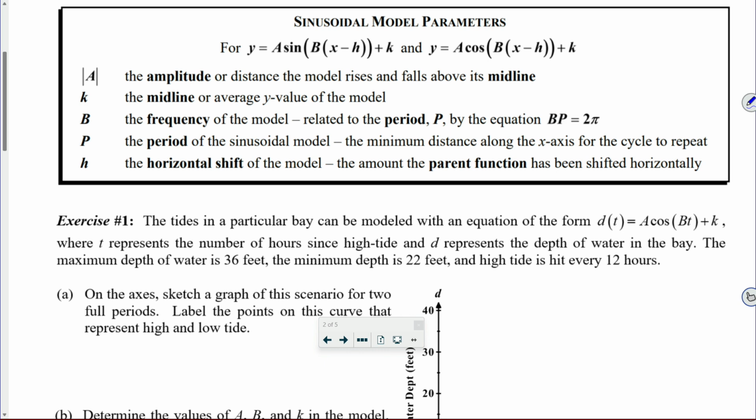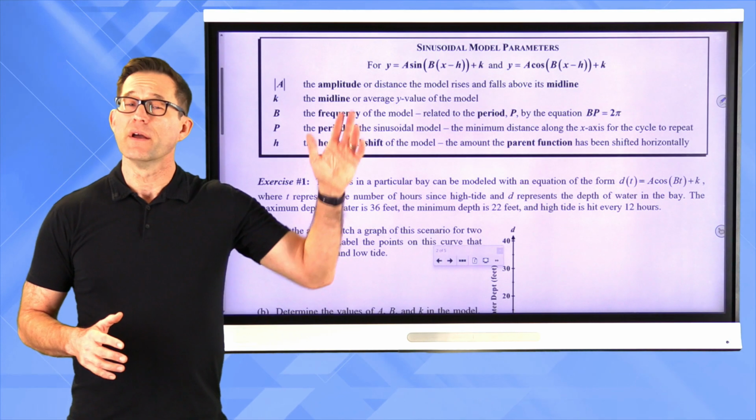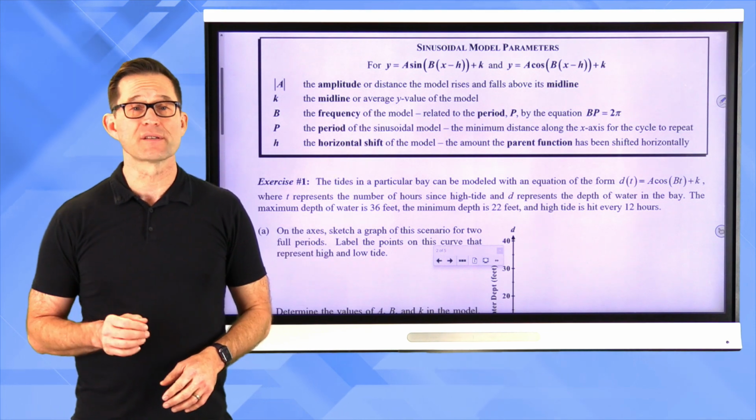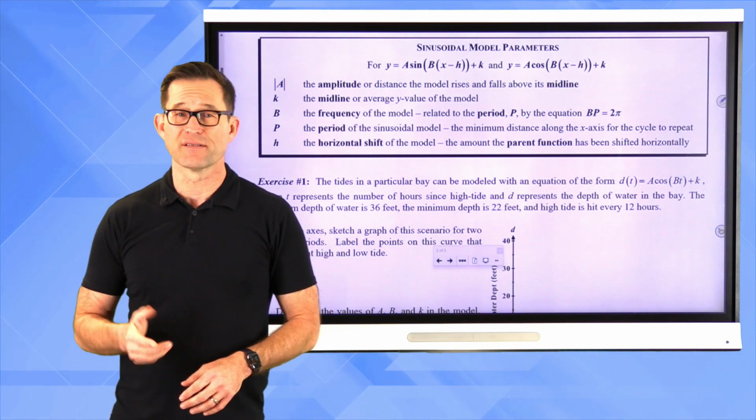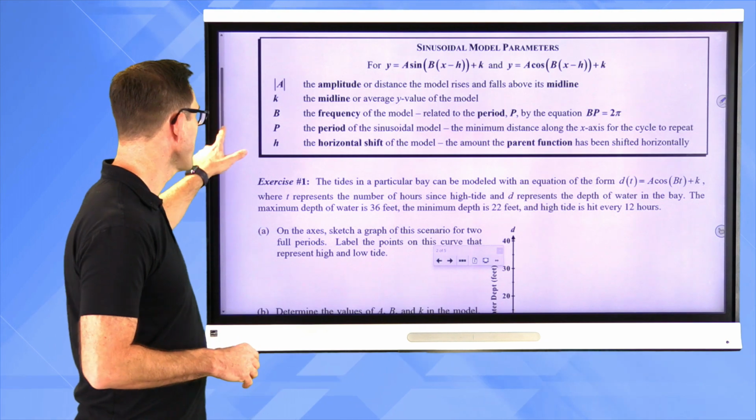P is the period, and please note that the period does not show up as one of the parameters in the model, but the period is of the sinusoidal model. It's the minimum distance along the x-axis for the cycle to repeat. And finally, h, the most confusing of them all, is the horizontal shift of the model. It's the amount that the parent function has been shifted horizontally. All right, so given all of these, which we've really discussed a lot in the last few lessons, let's do some modeling. Exercise number 1.